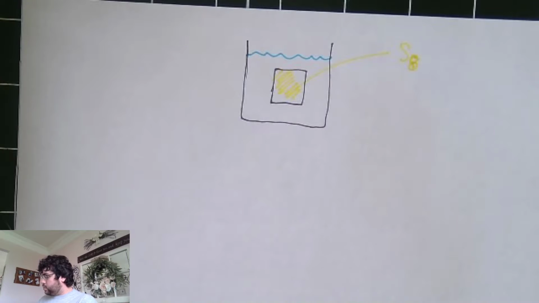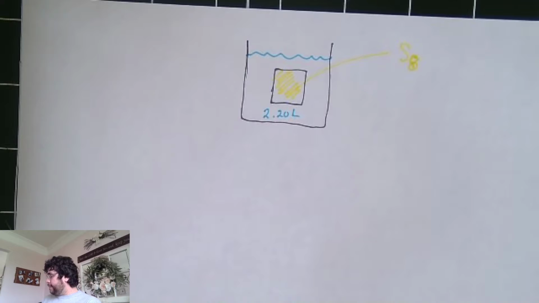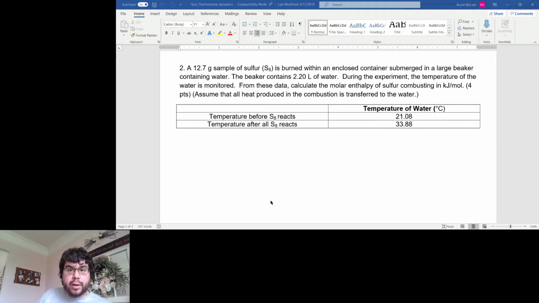They tell us that there's 2.20 liters of water. And they also tell us that the mass of the sulfur is 12.7 grams, and the initial temperature, I'm writing this down on my paper, is 21.08, and the final temperature is 33.88 degrees Celsius.